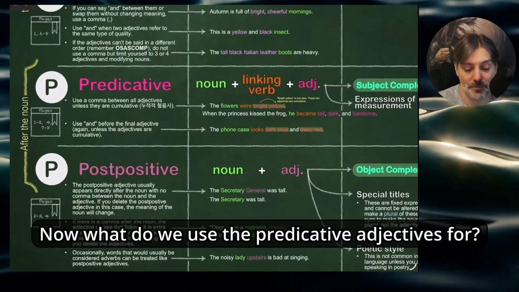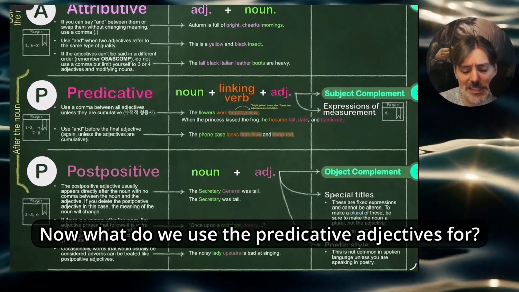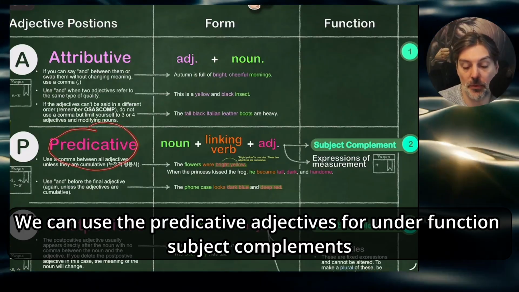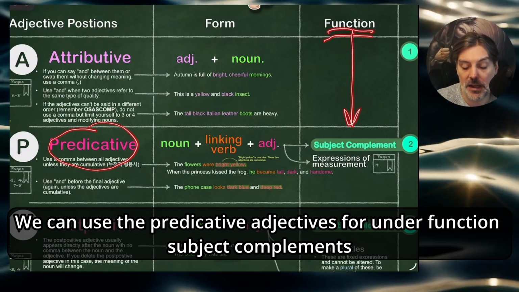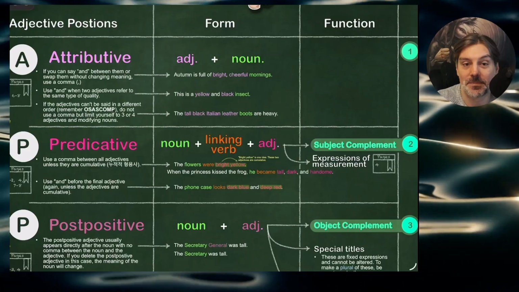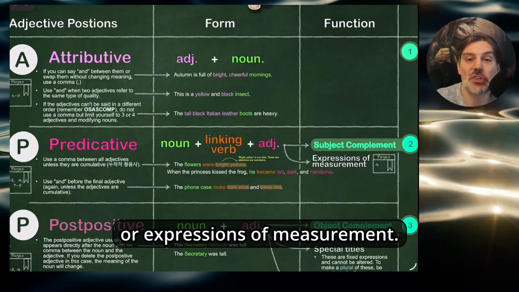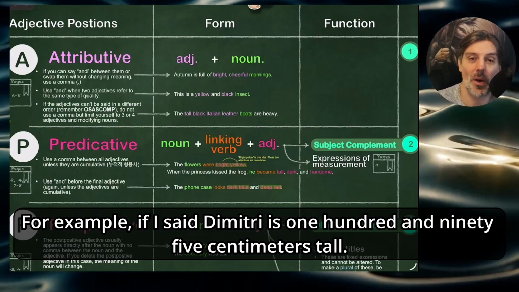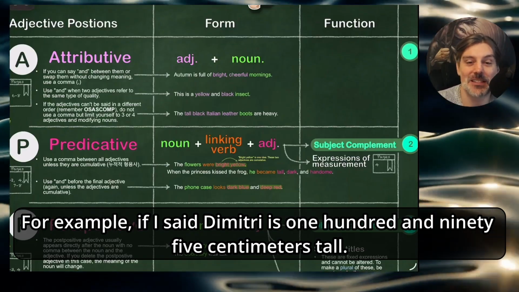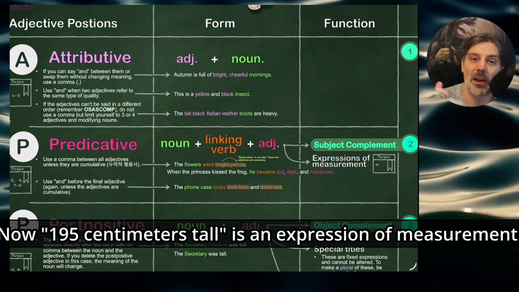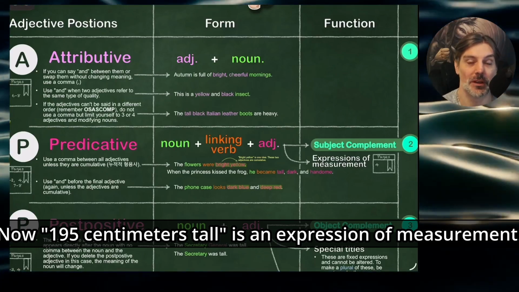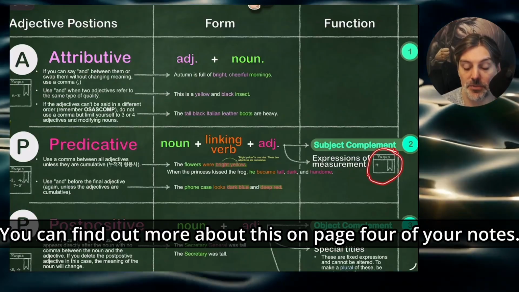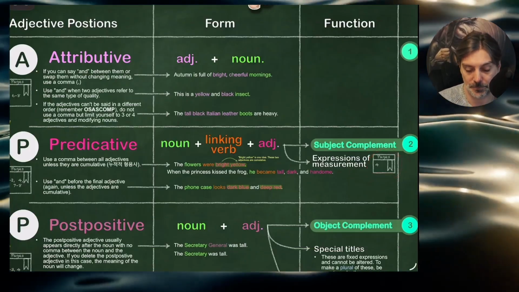Okay. Now, what do we use the predicative adjectives for? We can use the predicative adjectives for, under function, subject complements or expressions of measurement. For example, if I said, Dimitri is 195 centimeters tall. Now, 195 centimeters tall is an expression of measurement. You can find out more about this on page 4 of your notes.